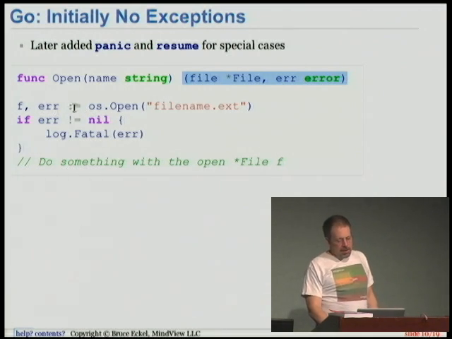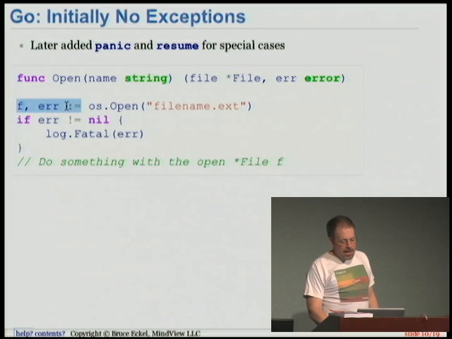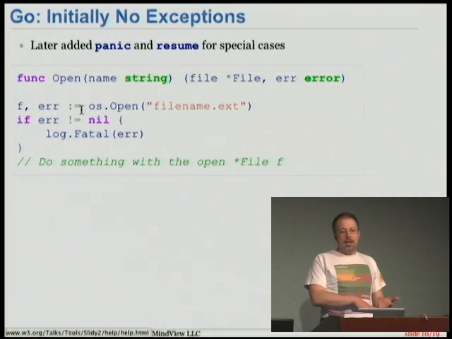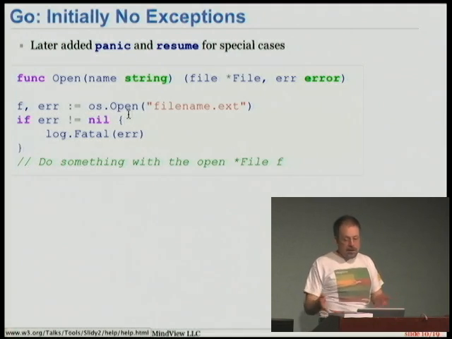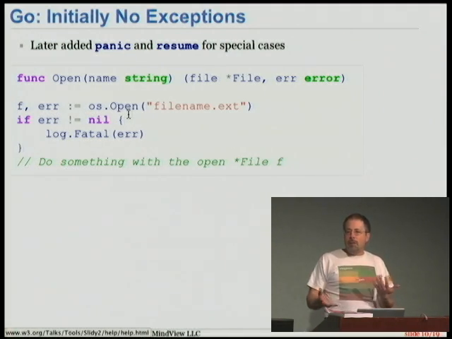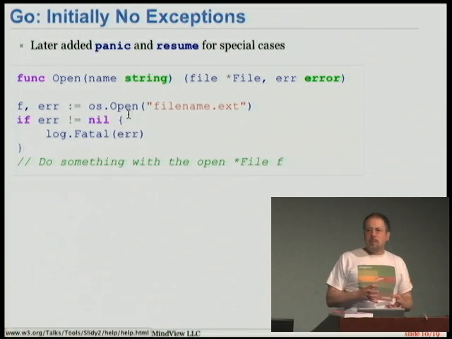So here is an example of a call to this open function. Give it a file name, and it returns two values. Go uses type inference when it can, and the colon equals that we see here says I am defining as well as initializing f and error. So what this says is, here's the return value, here is the error value, and so all I have to do is check the error value. If it's not nil, I've got an error. So it at least guides me in that direction.